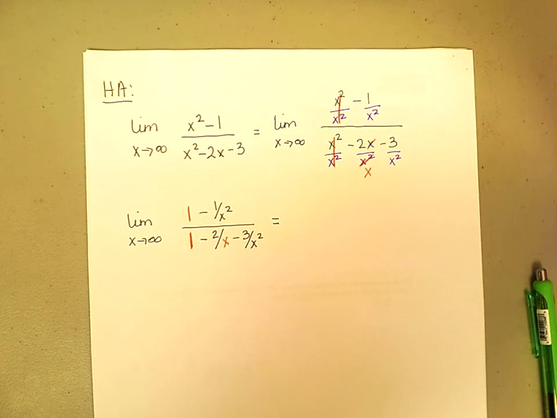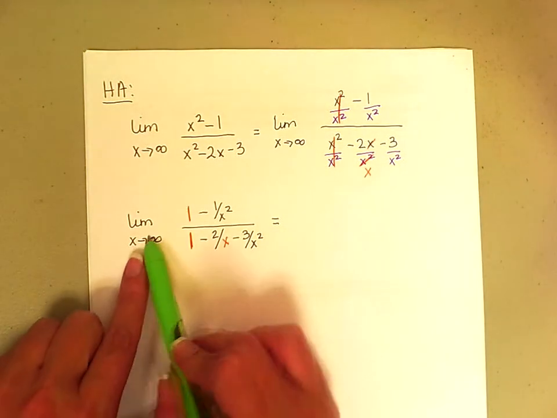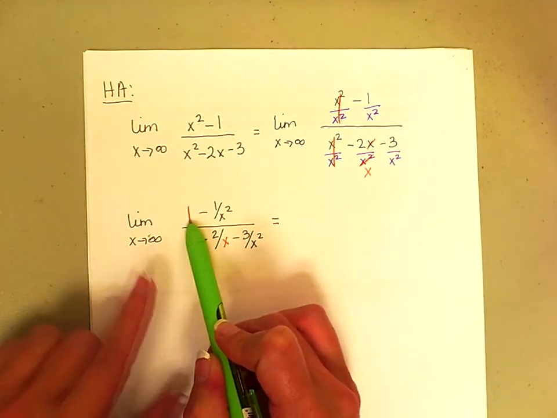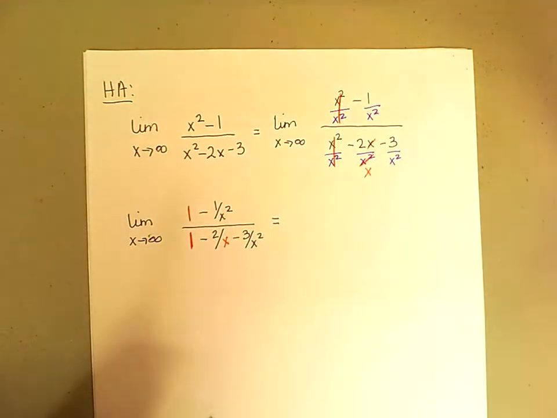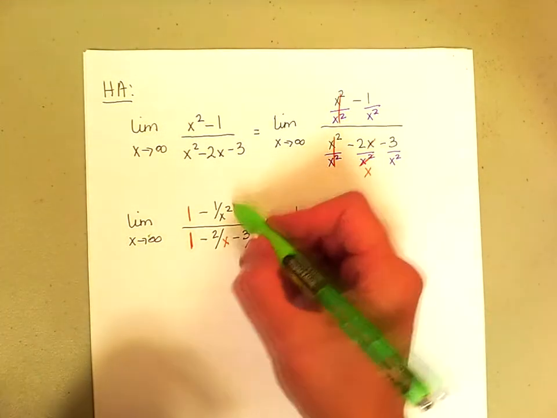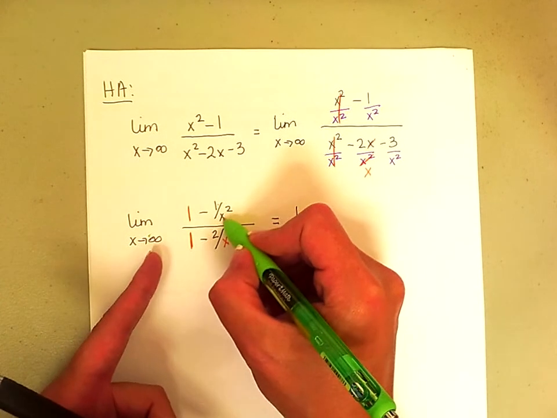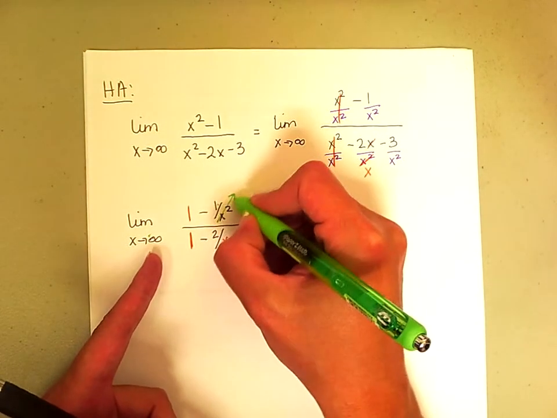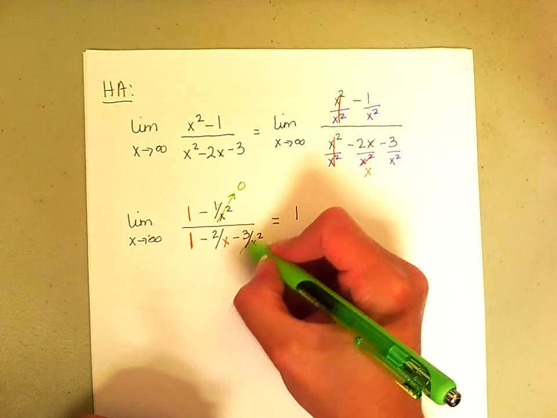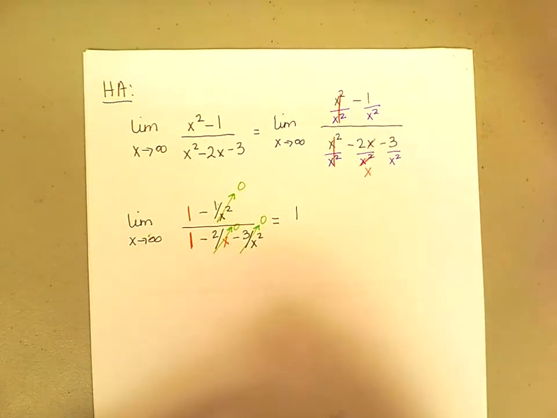Now let's see if direct substitution will help us. As x goes to infinity, 1 does not have any x's. It is constant, and so it will stay 1. On the other hand, here, if we have 1 divided by an extremely large number, that goes to 0. And we can use that reasoning here as well, and here as well.